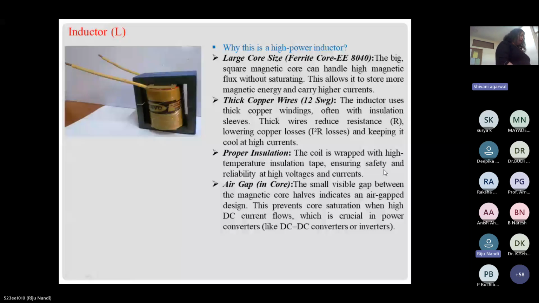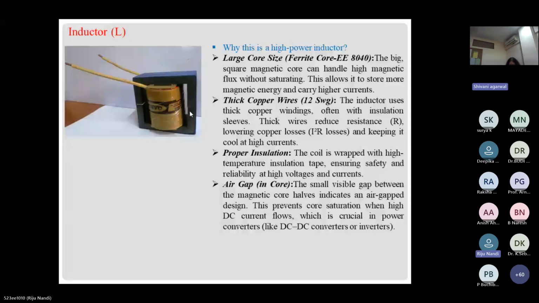The small visible gap in the magnetic core indicates the air gap design. This prevents core saturation when high DC current flows, which is crucial in power converters, like DC-DC converters or inverters.